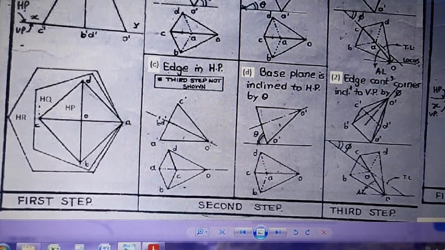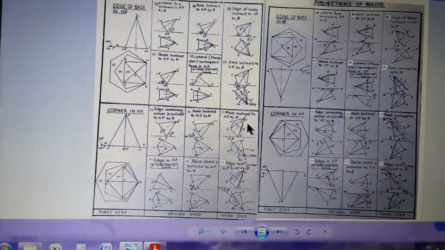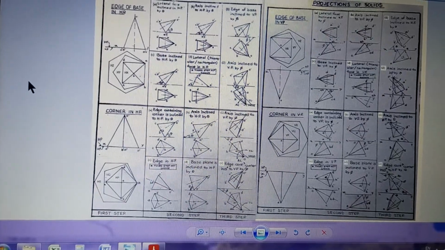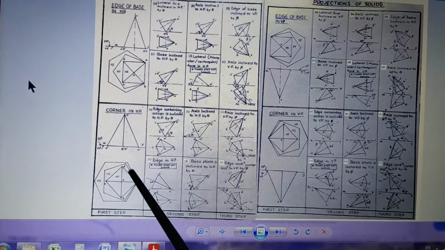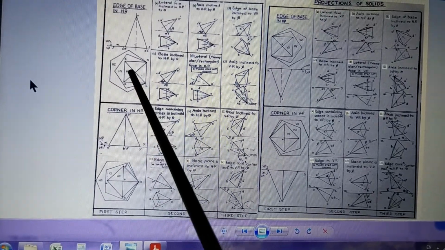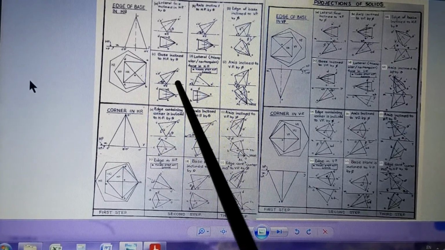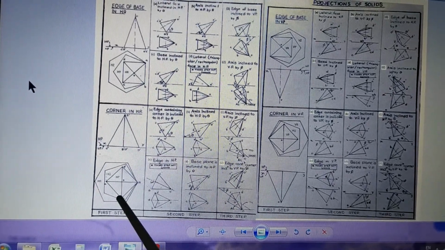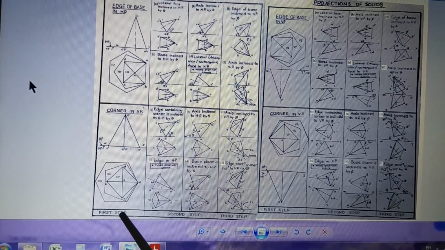Okay, so what we now see is a figure. See, the chart is made like this. This upper part is the case when the solid is resting on its edge, and this is the case where the solid is resting on its corner. So they are the two ways in which the figures are drawn. Initial position, inclined position, and how it is inclined, in four ways it is described, and that is shown here. If it is resting on corner, this is the initial position, and how it is inclined in four ways is shown here.